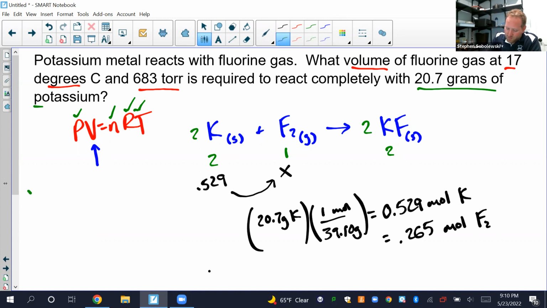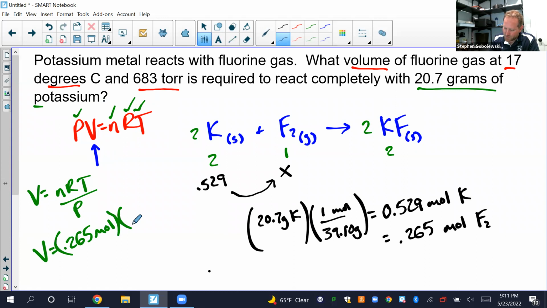So V equals nRT over P. That's me just rearranging the ideal gas law. I basically just got P out of there. Okay. Volume is going to equal 0.265 moles. That's n. 0.0821 liters times atmosphere over moles times Kelvin. That's R. I'm going to try to squeeze this in here.